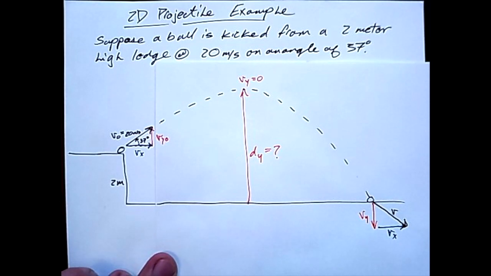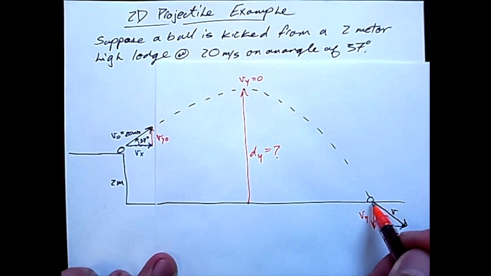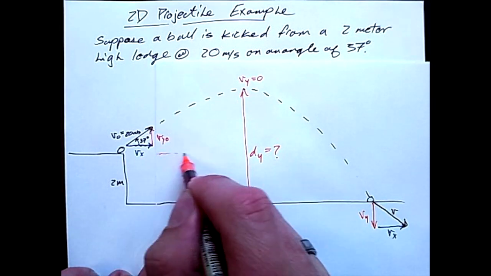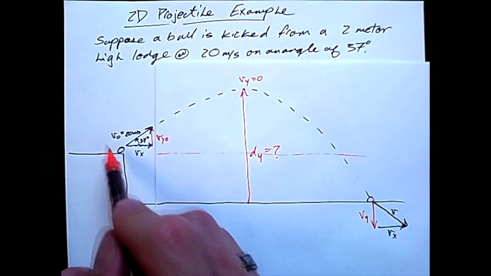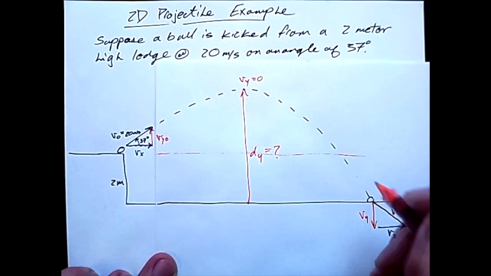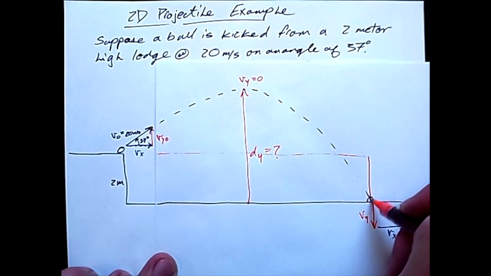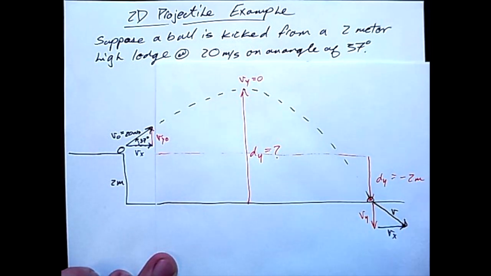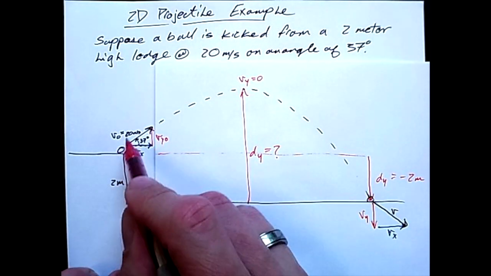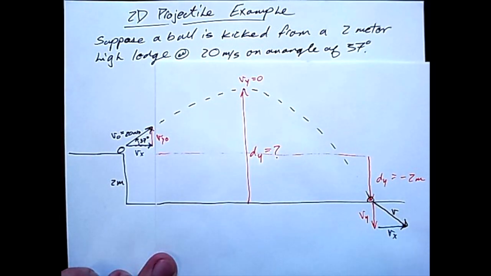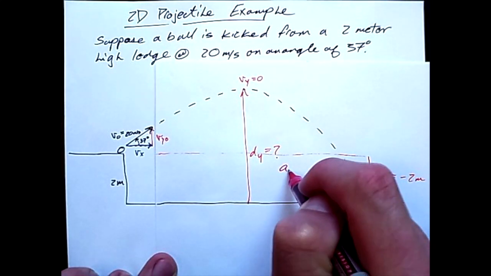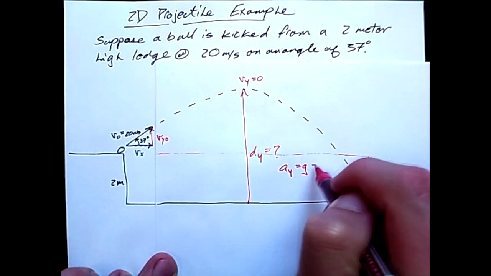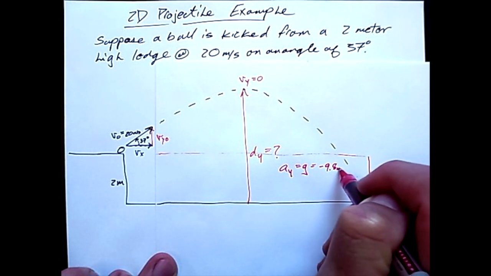Some other indicators that are important here are in terms of vertical. If we're talking about this position here at the end, if I were to take the ledge and stretch the ledge's edge out across the page, we know that the displacement of the final position, or dy at this location, would be -2 meters. We know all of this based on an acceleration that would slow the ball down and speed it back up on the way down, based on ay equal to g, and in this frame of reference as -9.8 meters per second squared.